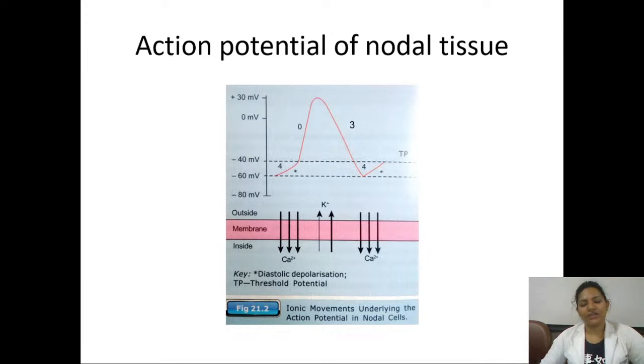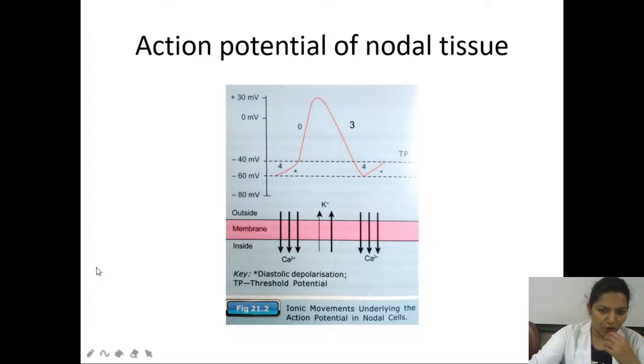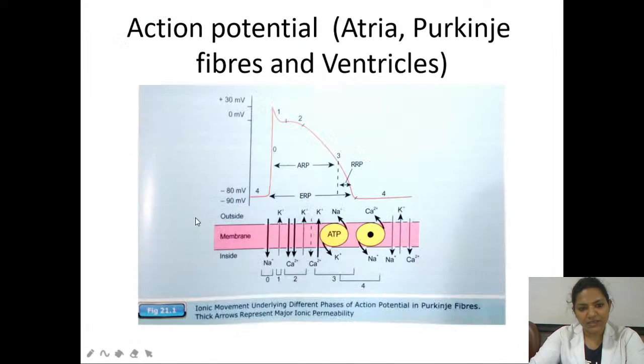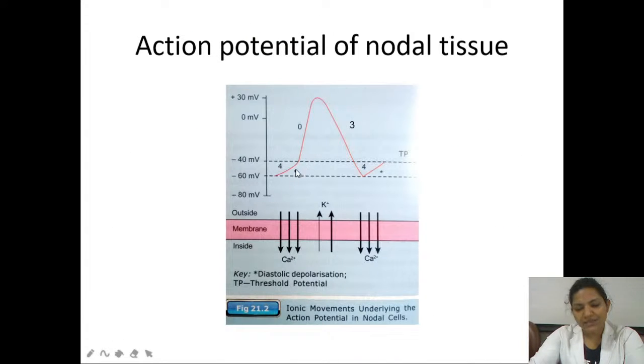Okay, now let's have a look at the action potential of the nodal tissue. We have already discussed the action potential of the atria and the ventricles in the previous 2-3 slides. See, there is a difference between the action potential of the nodal tissue and that of the contractile tissue. First of all, there are only 3 phases. Like the action potential of the atria and the ventricle, it also begins and ends with phase 4, but here this phase 4 is different. If you notice, in contractile tissue phase 4 is a flat line, whereas here it is a slope, right?